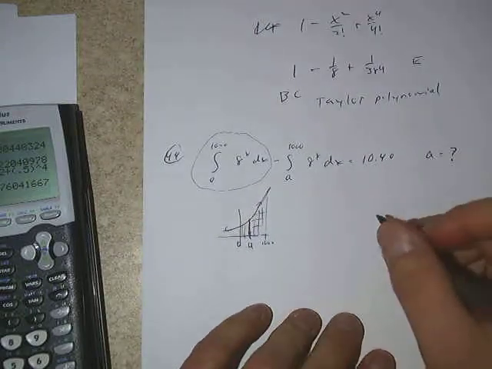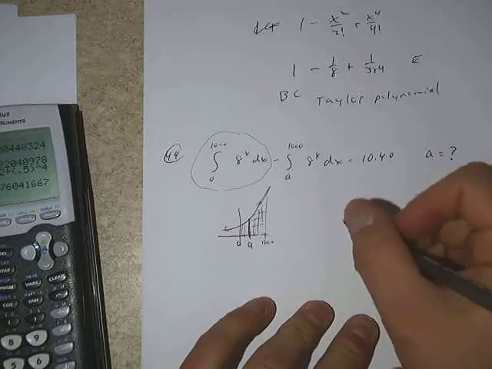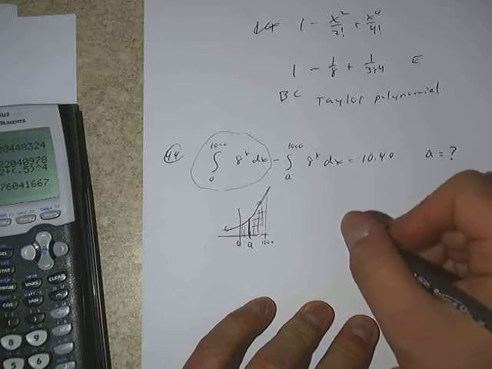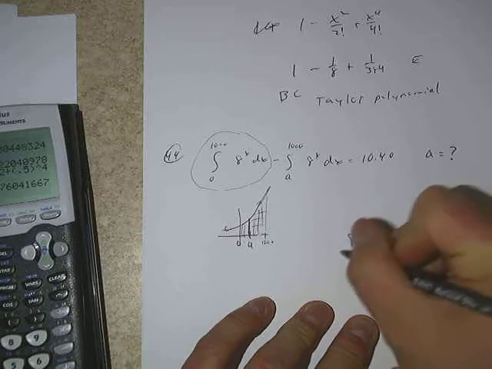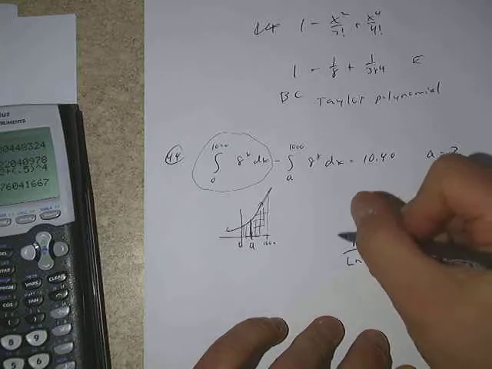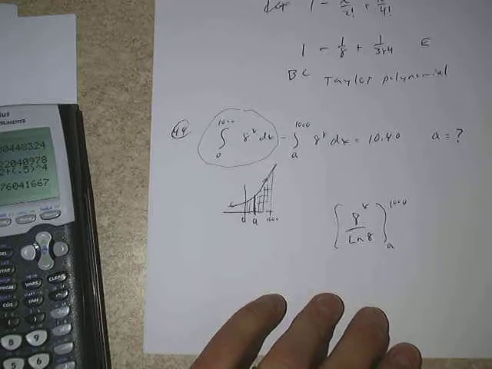Okay. All right. So the question is, if I subtract these two areas, then I'm going to get 10.4 ultimately is what the issue is. True? Now, with this, couldn't we actually come up with an answer for that? It's just a number, right?